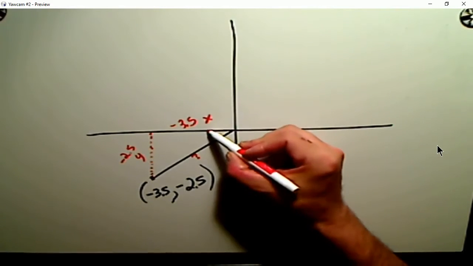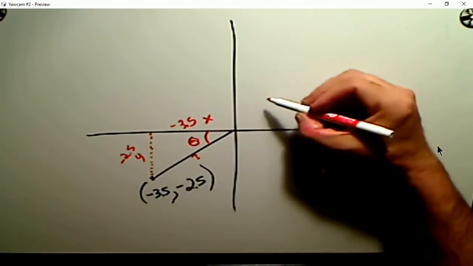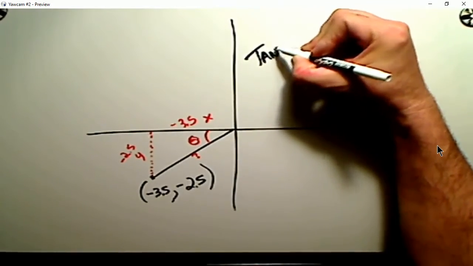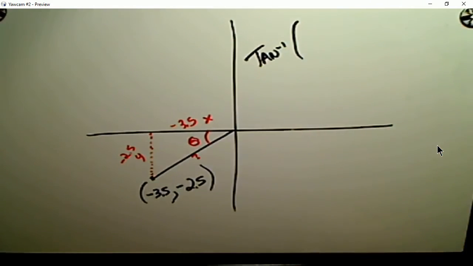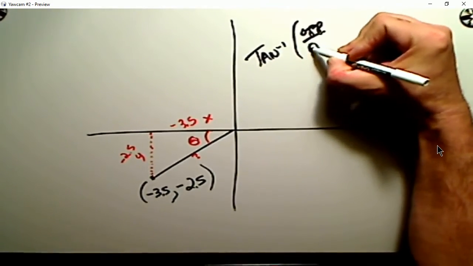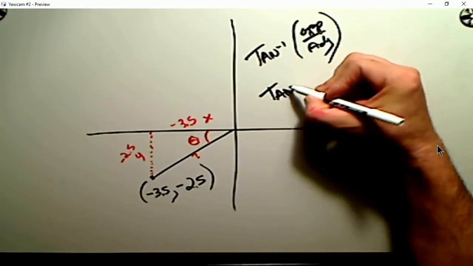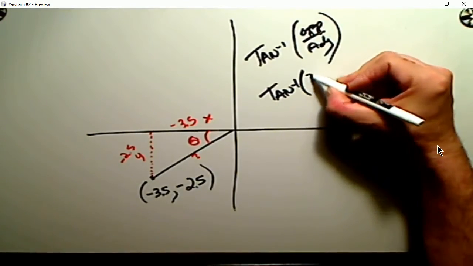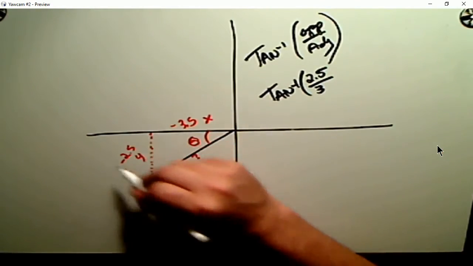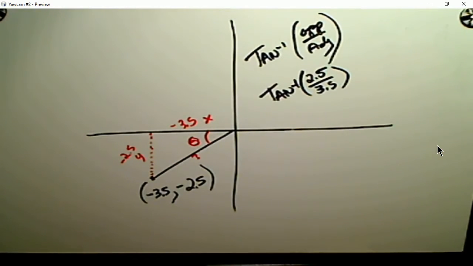I could get the angle pretty clearly, right? I can look at this and say, how do I get this angle? As we did it before, tan inverse, opposite over adjacent. Tan inverse of 2.5 over 3.5. We could do the absolute value here because we're just looking for this degree.